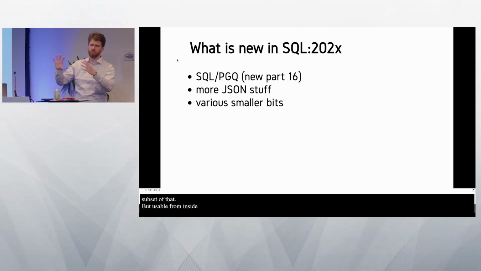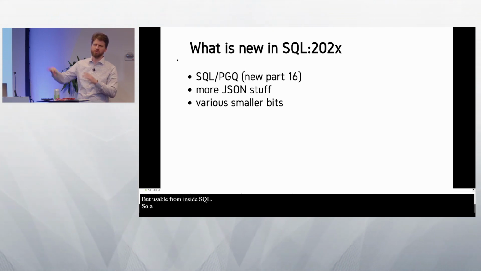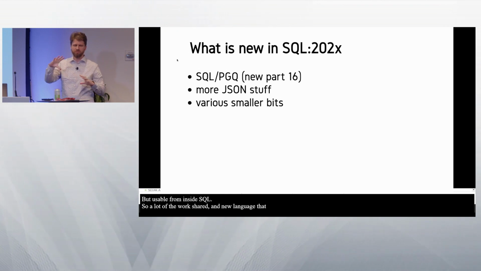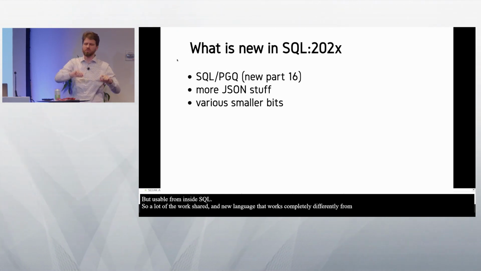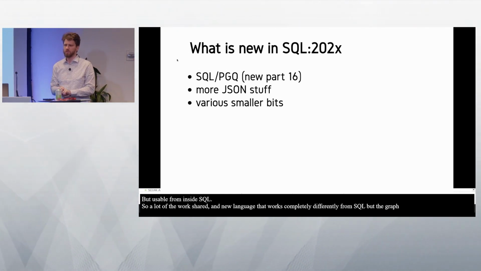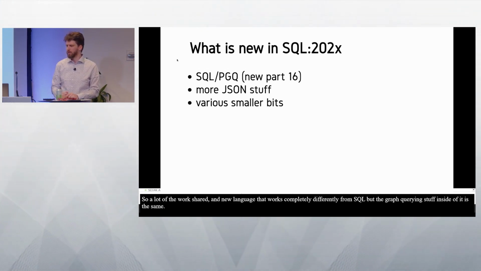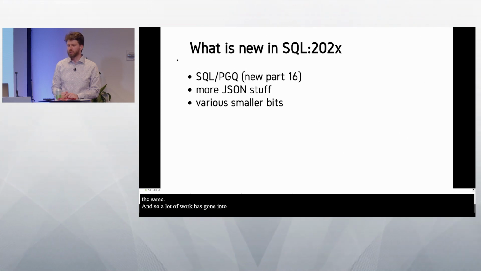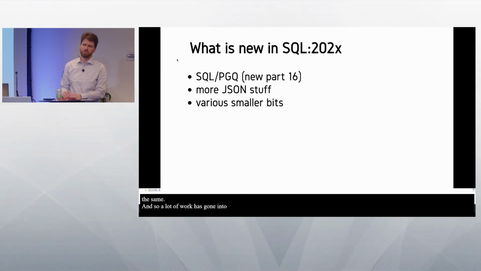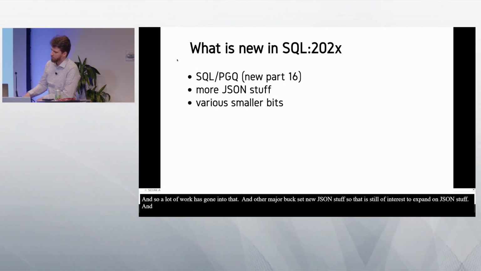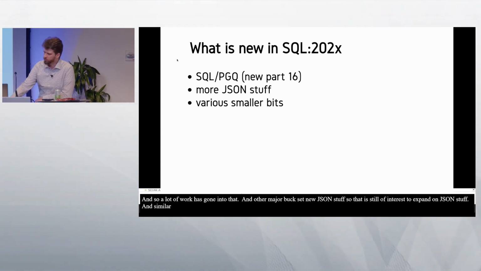So a lot of the work there is shared, but GQL is a new language that works completely differently from SQL, but the graph querying stuff inside of it is the same. So a lot of that work has gone into that. And sort of the other major bucket, I guess, is the new JSON stuff. It's still of interest to expand on JSON, similar to the interest in Postgres itself. So that's still happening, and some other smaller stuff I can show.